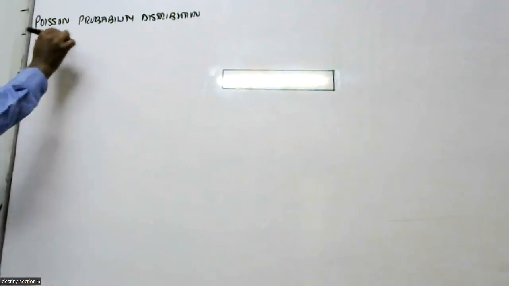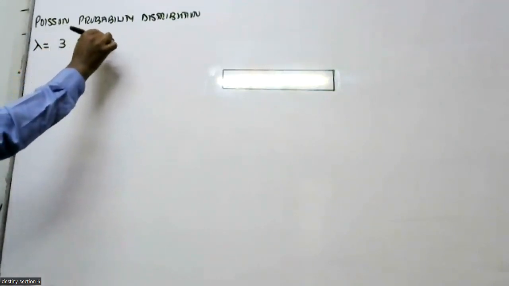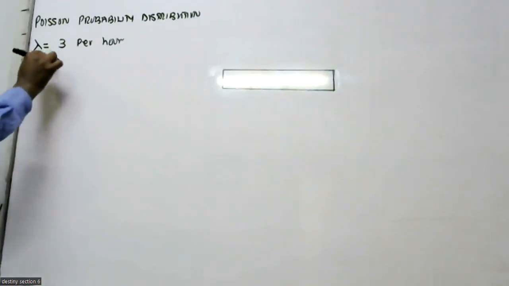So first of all, now we are answering question 18. The first thing is to know the mean, the average occurrence within the interval. We are told that during a normal day, the average number of lorries arriving is 3 per hour. That's the average. What is the probability that in any hour, more than 4 will arrive? So X is more than 4.